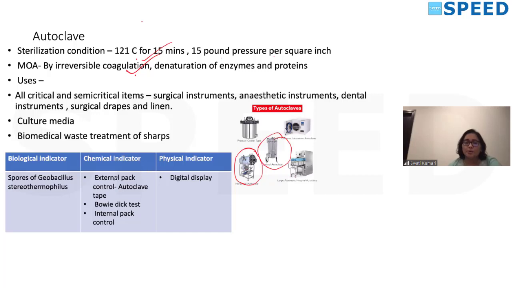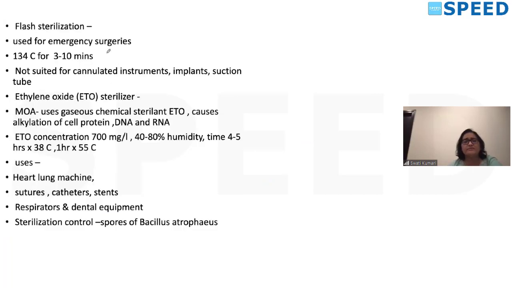Okay, so what is the indicator? The very favorite question: what is the biological indicator which we use in autoclaves? That is Geobacillus stearothermophilus. Then you have chemical indicators, which are autoclave tape, Bowie-Dick tape, and internal pack control, and physical indicator, which is the digital display. Flash sterilization is used for emergency surgeries, but we cannot use it for cannulated instruments.